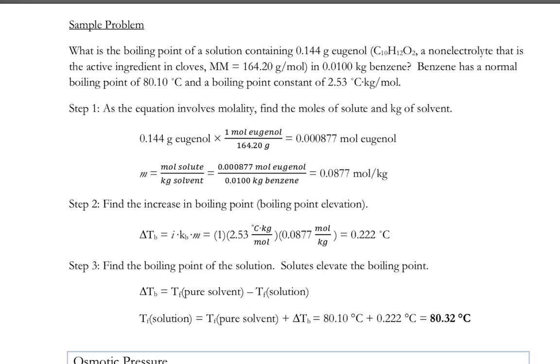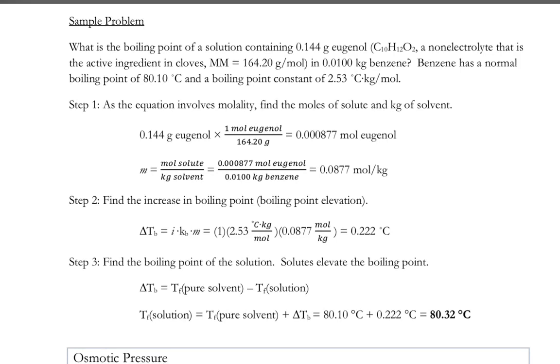So we have 80.10 degrees Celsius plus 0.222 degrees Celsius, and we get 80.32 degrees Celsius as the new boiling point with that solute. Notice that delta T sub B increases as the molality increases. So when we have a more concentrated solution, we get more of a boiling point elevation.